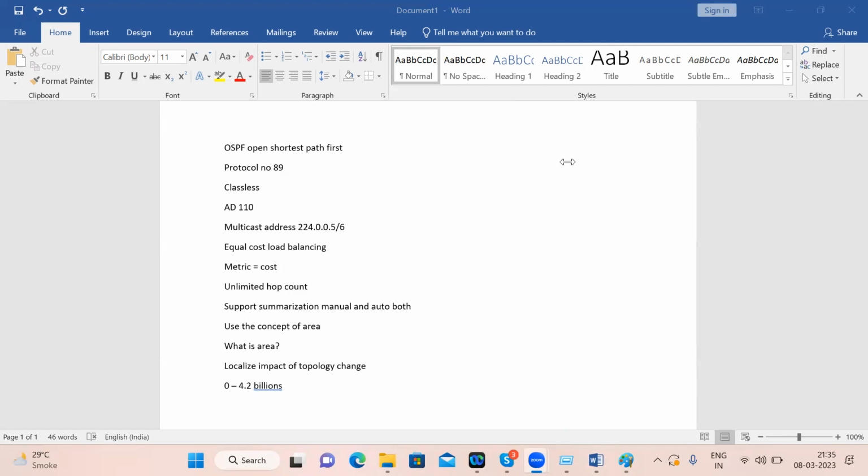So each OSPF network must have at least one backbone area, that is area 0, and other non-backbone areas must be connected to the backbone area. Very good. Okay.